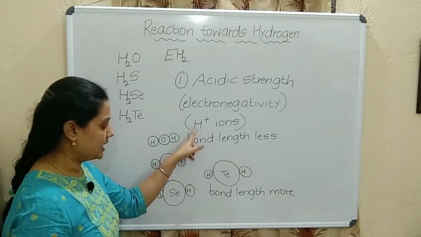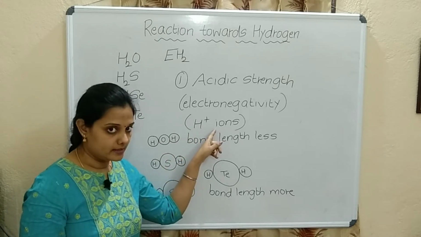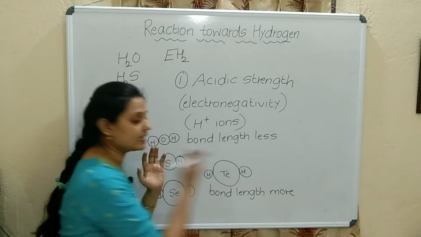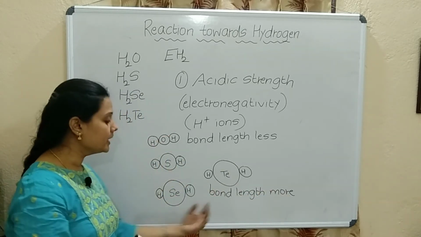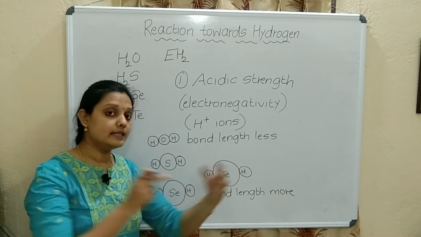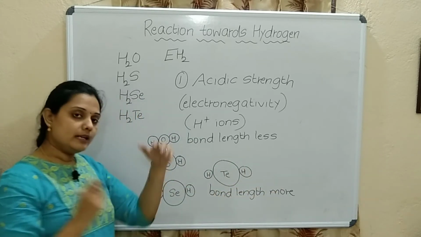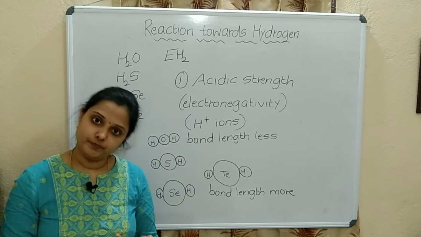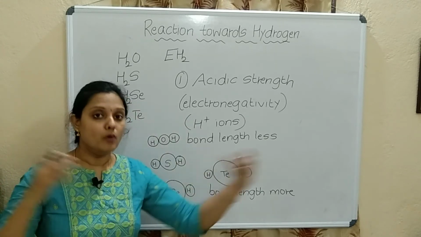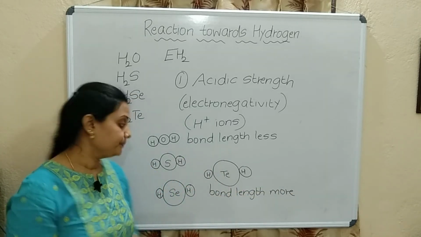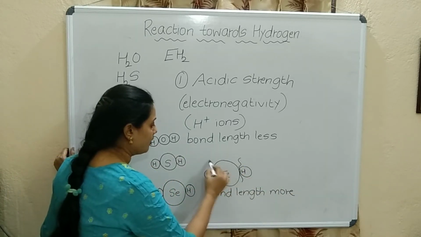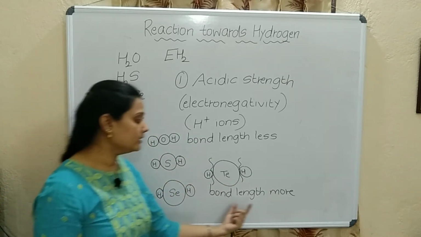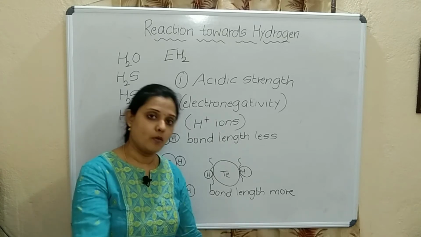Now see the definition here, which gives off H plus ions. Down the group as you come, the bond length is increasing. If the bond length is increasing, you can easily break the bond. Correct? So easily you can give off H plus ions. Because the bond length is more, less energy is required to break the bond.